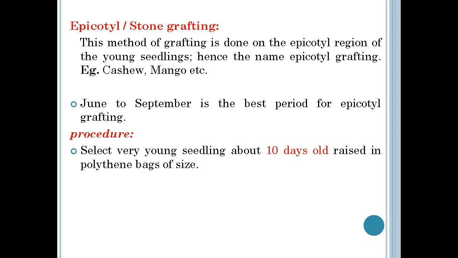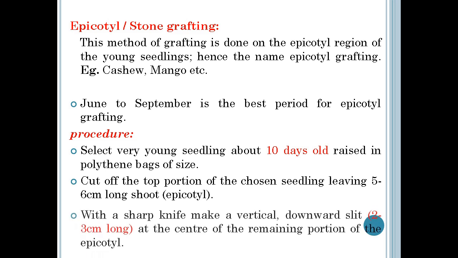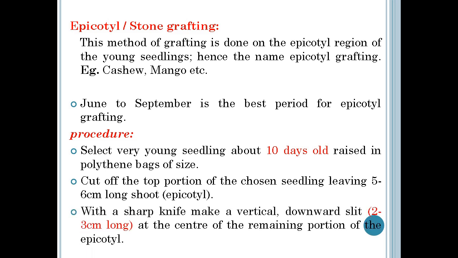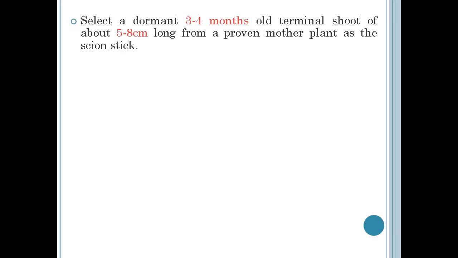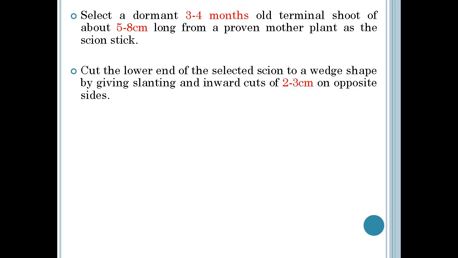Procedure. Select very young seedlings about 10 days old raised in polythene bags. Cut off the top portion of the chosen seedlings, leaving a 5 to 6 cm long shoot. With a sharp knife, make a vertical downward slit at the center of the remaining portion of the epicotyl. Select a dormant 3 to 4 months old terminal shoot of about 5 to 8 cm long from a proven mother plant as the scion stick.